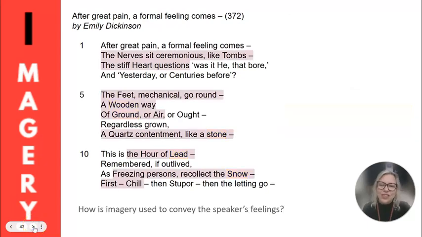Okay, so I think these are the key images, and if you want to take a pencil or a highlighter at this point, you might want to mark these in the poem. We've got the nerves sit ceremonious like tombs, the stiff heart questions, the feet mechanical go round, a wooden way of ground or air, a quartz contentment like a stone, the hour of lead, and freezing persons recollect the snow, first chill. Stupor, then letting go, I'm not sure if that works as imagery. We could debate that one maybe.